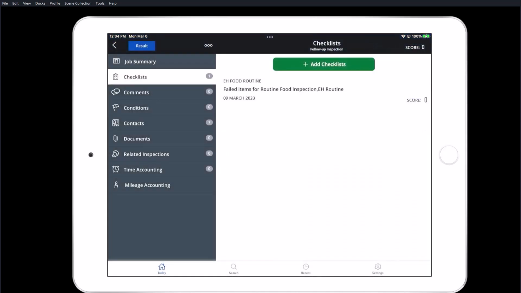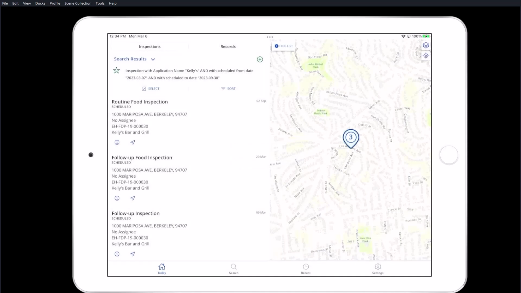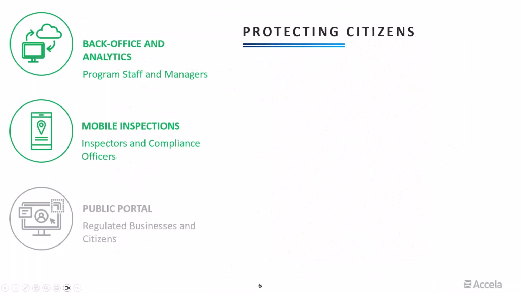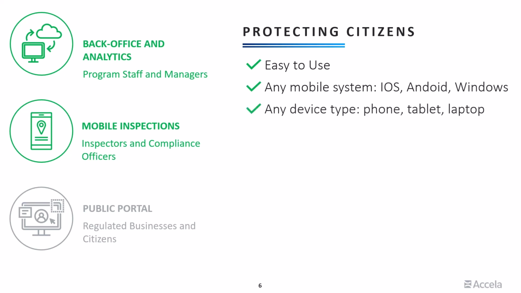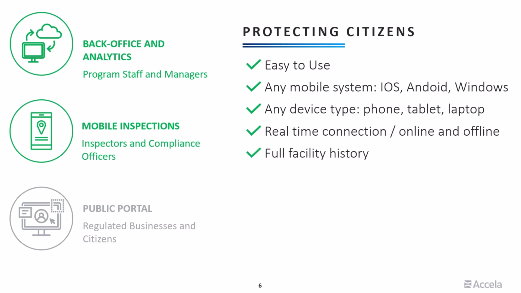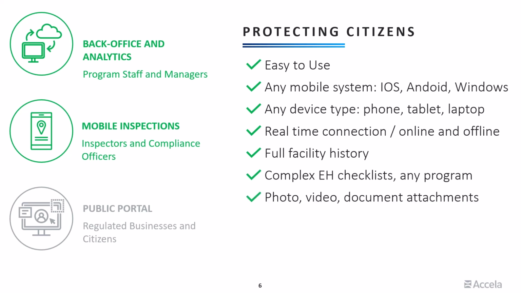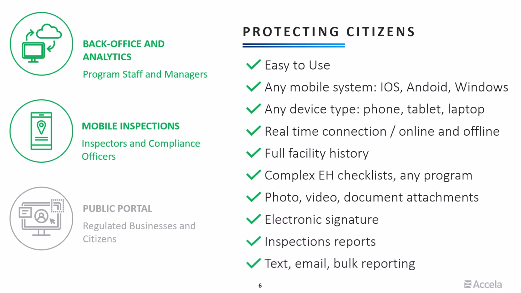You can do all that and more with Accela Mobile. It works in online or offline mode and is compatible with iOS, Android, or Windows devices. So let's review what we've seen with Accela Mobile for inspectors and compliance officers. It's easy to use, compatible with iOS, Android, and Windows devices, phone, tablet, and laptop. It has a real-time connection to the back office, can be used in either online or offline mode, and includes a full facility history for the location being inspected. It supports complex environmental health checklists for any program, photo, video, and document attachments, electronic signature, inspection reports in the field, and the ability to text or email results.